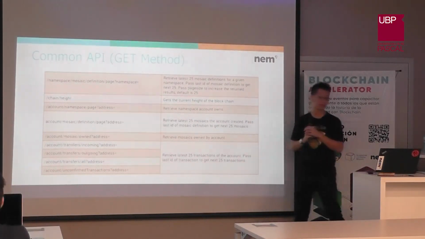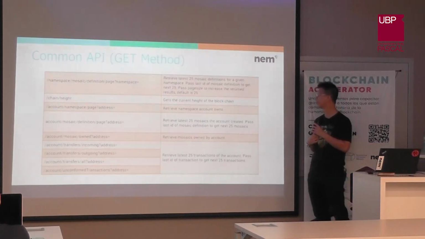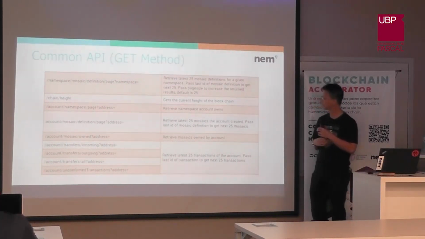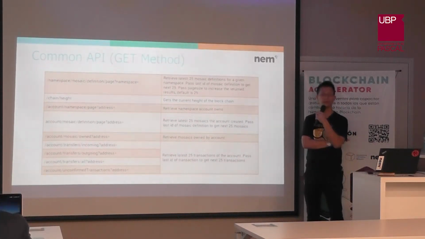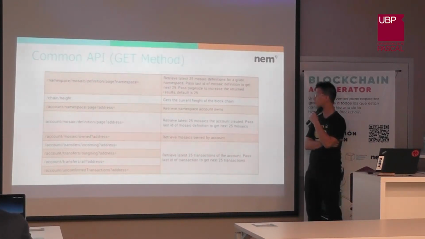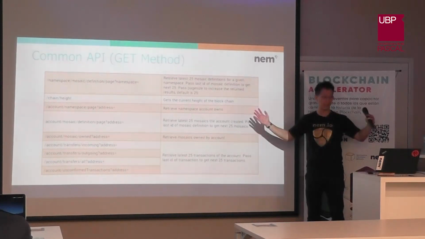Okay. En este caso, por ejemplo, la primera es el mosaic namespace. Con ese comando de API yo puedo obtener el namespace del mosaic. El otro comando es chain height. Yo puedo tener el height, que es la altura del blockchain. The height will be the length of the chain.